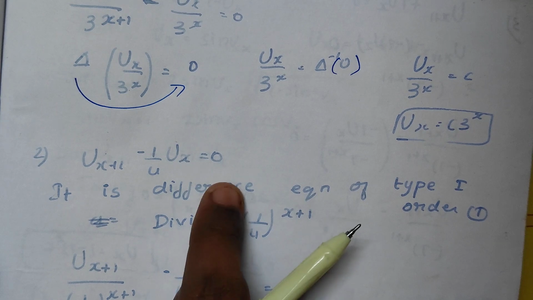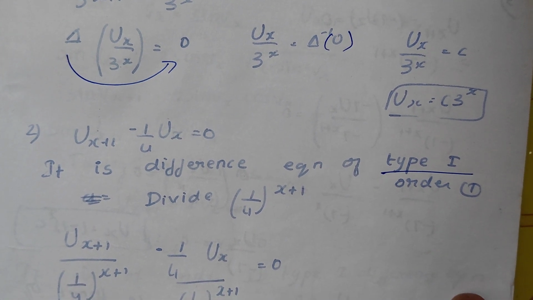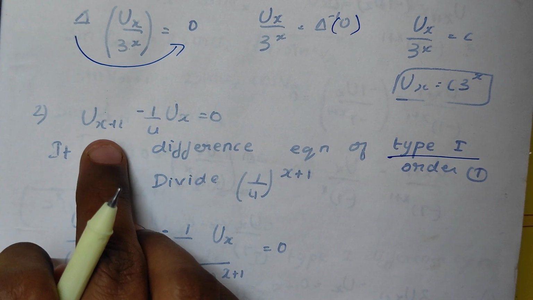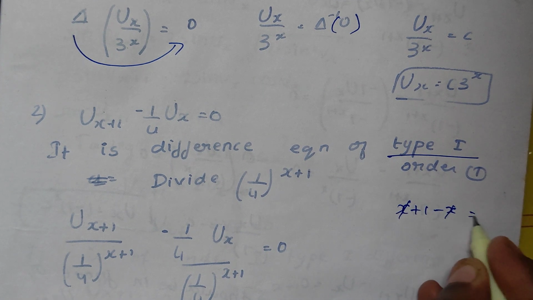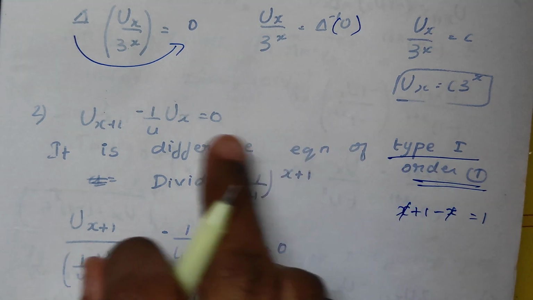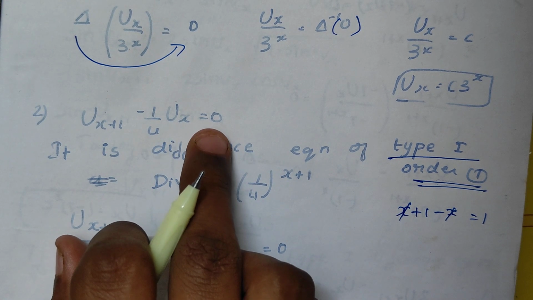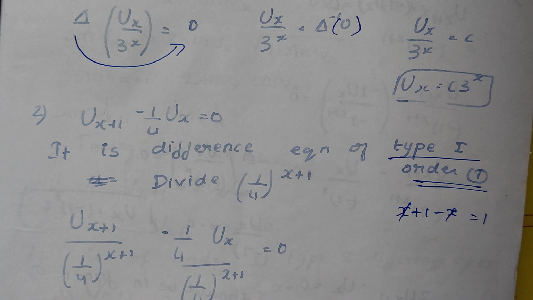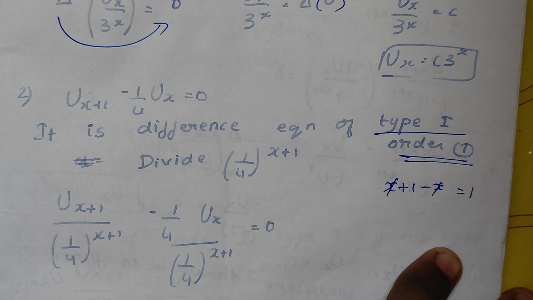Then we are going to see one more problem, which is u(x+1) minus 1 by 4 into u(x) equals 0. This is also of type 1 and order 1. How to find the order? Here, x plus 1, the highest minus the lowest, so x plus 1 minus x will give you 1, right? Therefore the order is 1. It is of type 1 because we have a constant which is negative and the value of b is 0. It is a difference equation of type 1 and order 1.